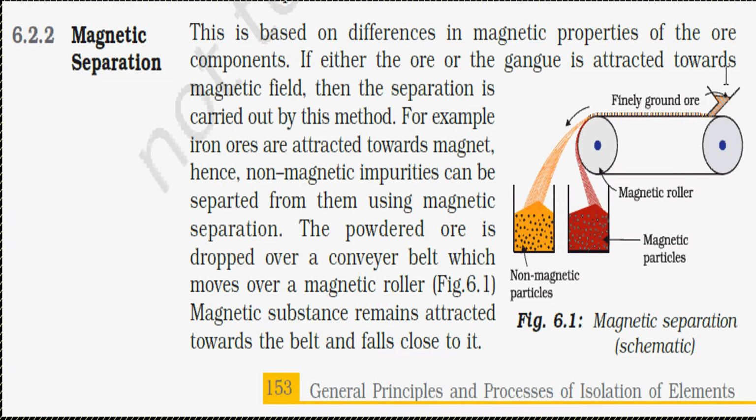Now the powdered ore over here is dropped over the conveyor belt which moves over the magnetic roller. As you can see in this figure, magnetic substance remains attracted towards the belt and will fall close to it, whereas impurities will fall away from it and as a result they are separated.